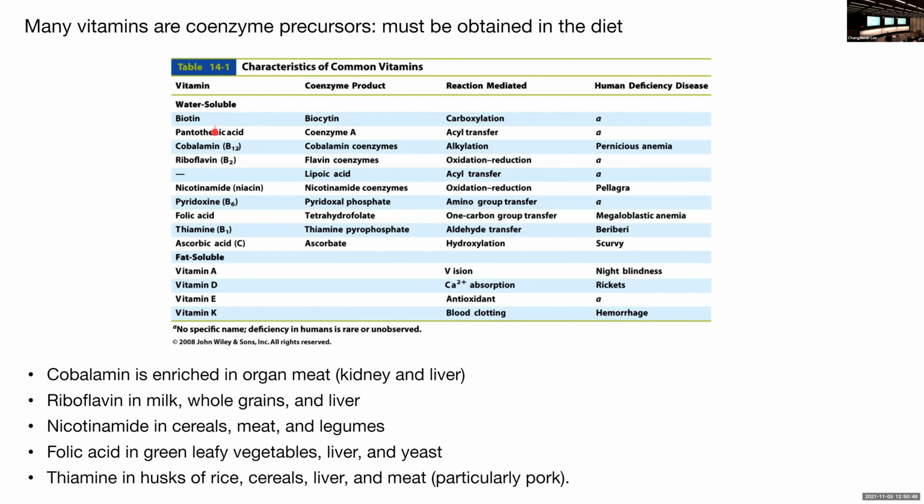Especially cobalamin, which is right here, B12, is enriched in organ meat like kidney and liver. Riboflavin is enriched in milk, whole grains, and liver. Nicotinamide is important, but it's rich in cereals, meat, and legumes, and folic acid in green leafy vegetables, as well as liver and yeast too, and thiamine in many different kinds of food sources, right? And the message here is that you need to eat well, with a lot of diversity, to keep you well. And that's it.